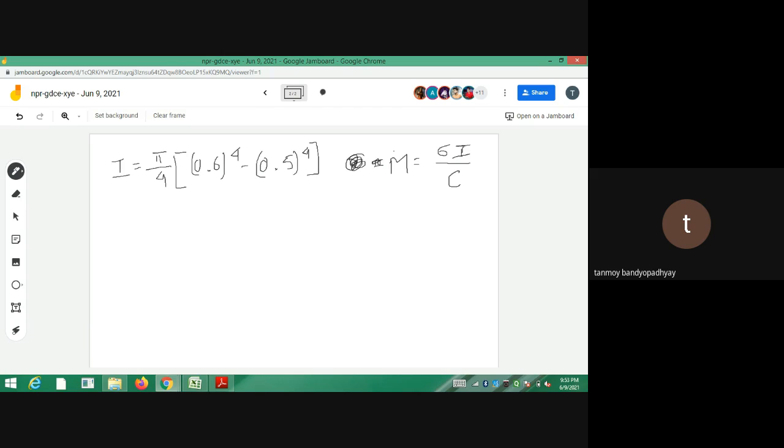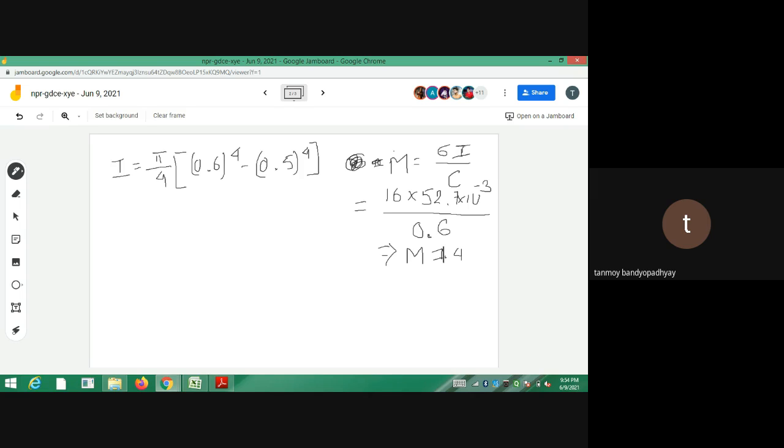So just put the values. I you have got, sigma you know. Sigma is 16, I comes out to be 52.7 into 10 to the power minus 3, divided by the value of C, which is Y max, the outer radius, equal to 0.6. Just put the values and you will get the value of the maximum couple. It should come out to be something like 1.4 kip-inches.